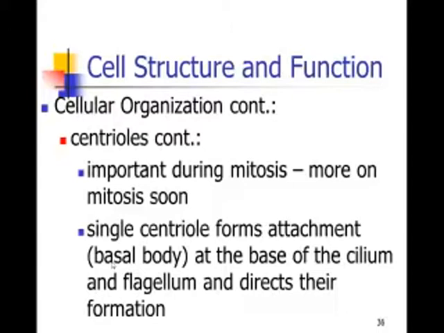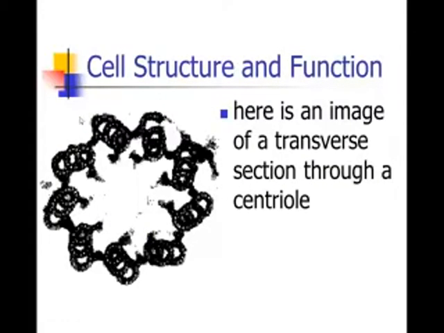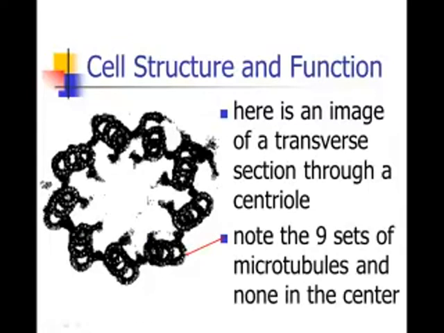Also, there's a centriole in the center of the cilium, and that centriole is attached to the basal body, also with the flagellum, and this directs the formation of these organelles. So here is a centriole. In the flagellum and in the cilia there are two central microtubules as well. This is just one without those. Okay. So it tends to be 9 sets, none in the center.